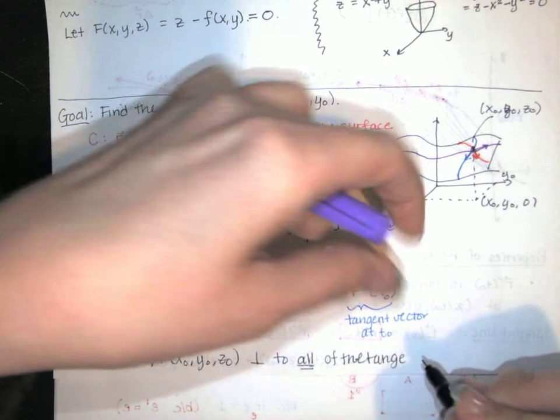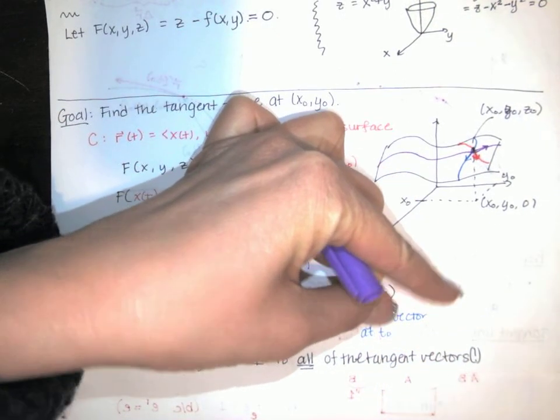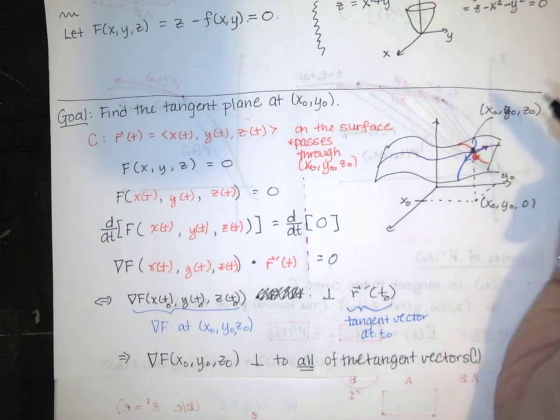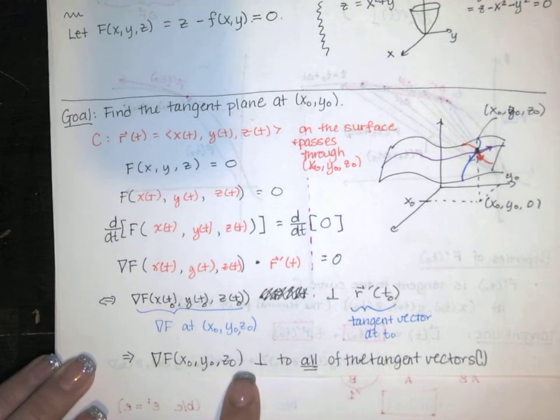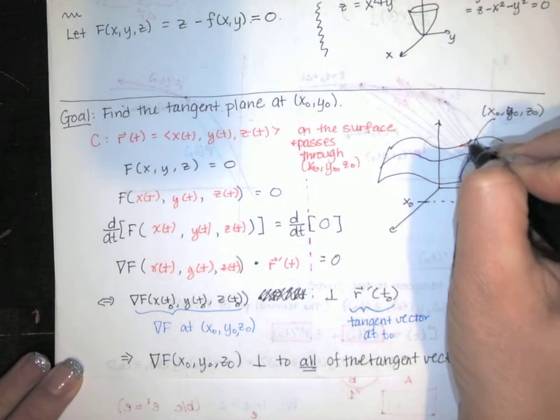Aren't you glad we studied the chain rule now? Look what the chain rule got us. Because of the chain rule, now I was able to derive the normal vector to a surface. This vector is perpendicular to all of the tangent vectors, so it's perpendicular to the tangent plane, or normal to the tangent plane.